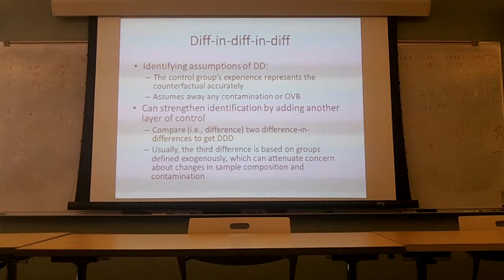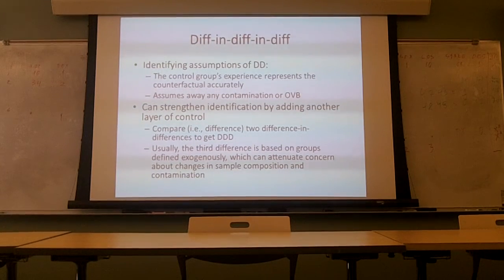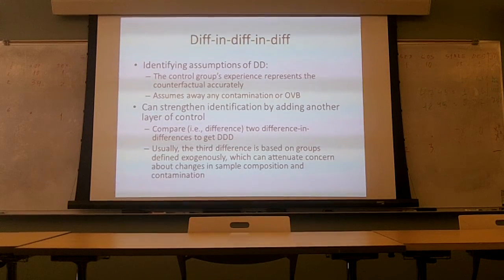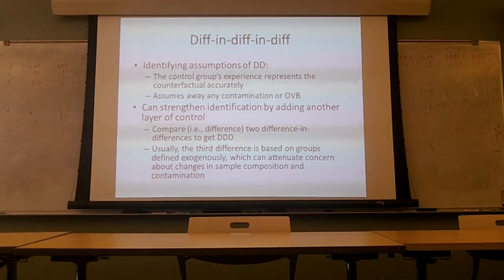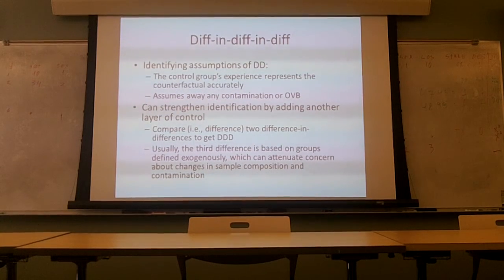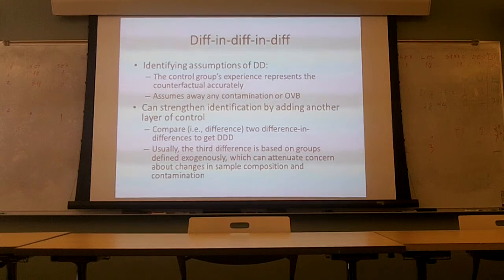The identifying assumptions underlying our difference in differences, again, are that the experience of the control group accurately represents the counterfactual of our treatment group, right? So we're assuming away any omitted variables bias, any contamination. We can control for things to try and address omitted variables bias. We can't ever prove that it goes away.